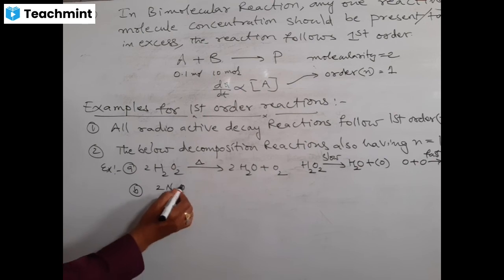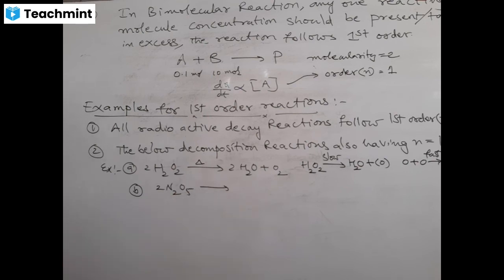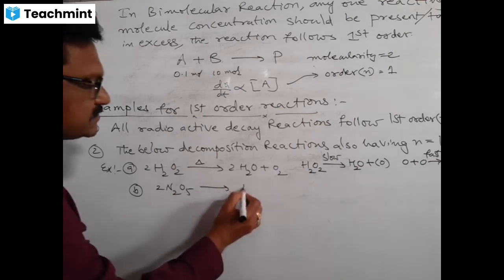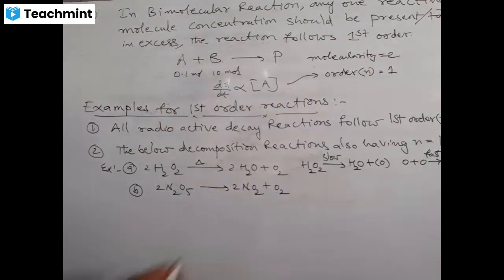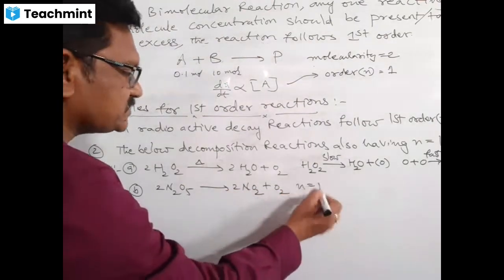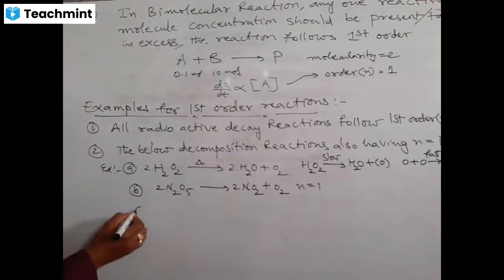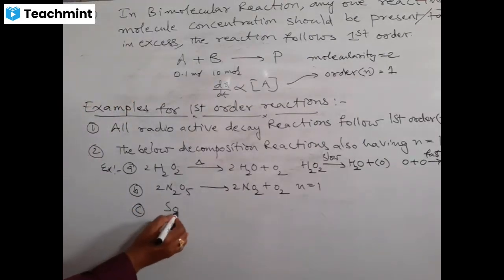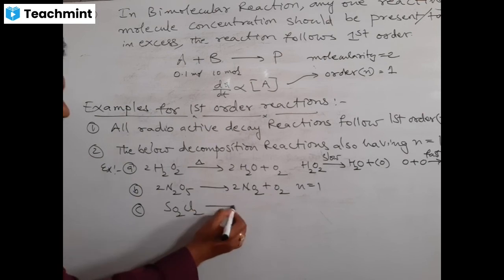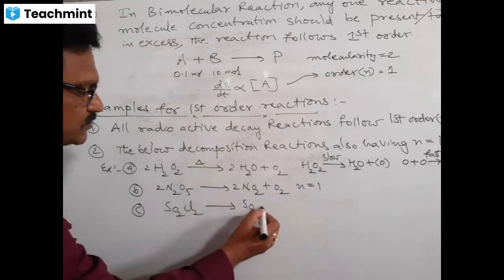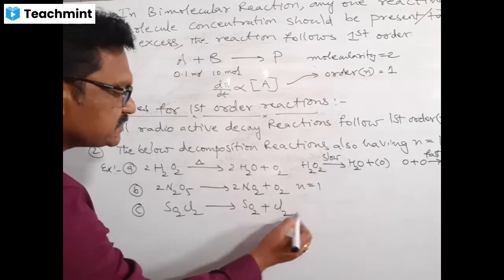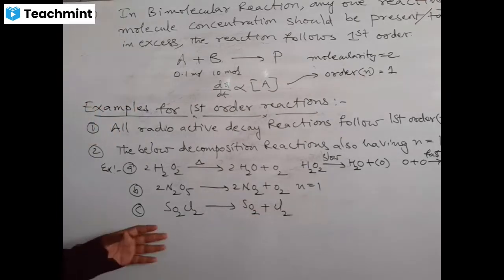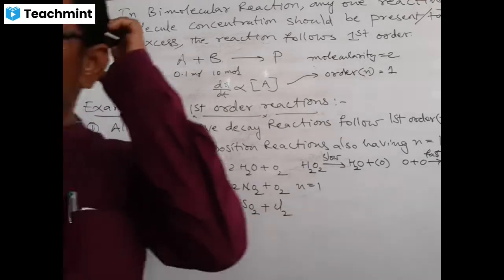decomposition of nitrogen pentoxide. Decomposition of nitrogen pentoxide gives NO2 plus O. This is also a first order reaction. It follows first order, n is equal to 1. Then C, decomposition of sulfuryl chloride, SO2Cl2. Here it decomposes to sulfur dioxide and chlorine gas. This also follows first order reaction.